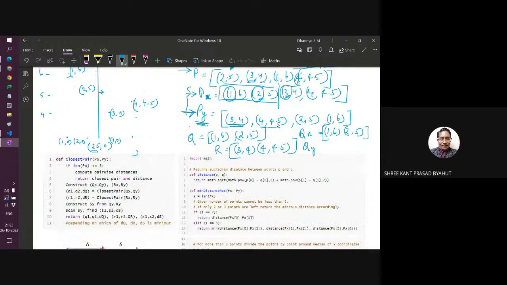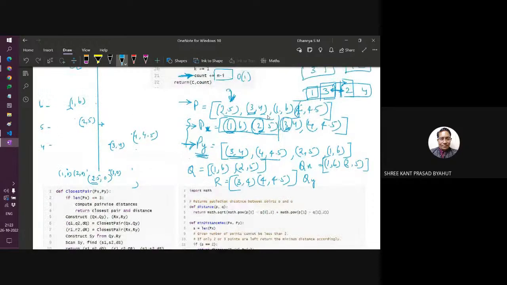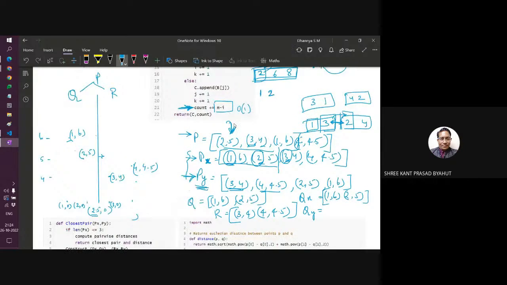Okay, ma'am. Qx will be 1, 6 and 2, 5. Qy will be 2, 5 and 1, 6. The points won't change, but will be sorted according to y coordinate. Yeah, 2, 5 and 1, 6. Yeah. Right. Okay.